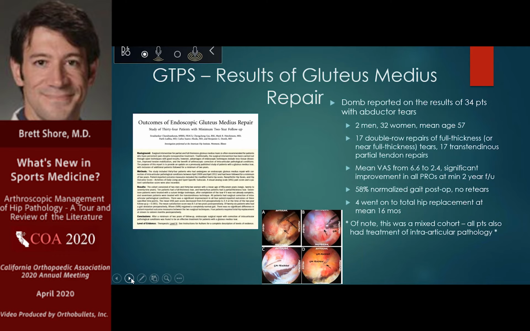And one other important thing to consider with this paper is that it is a mixed cohort, and all of these patients also had intra-articular pathology that was addressed as well, as evidenced by the fact that 4 of them went on to total hips.